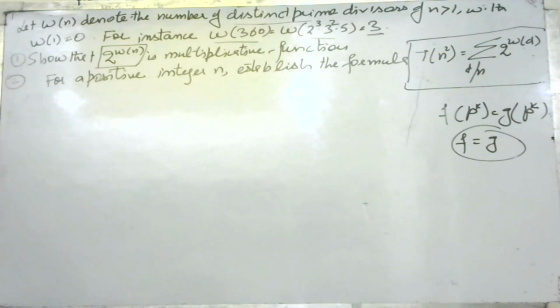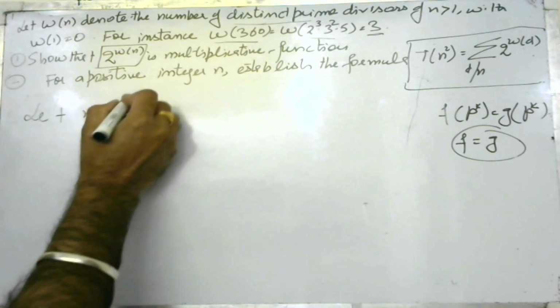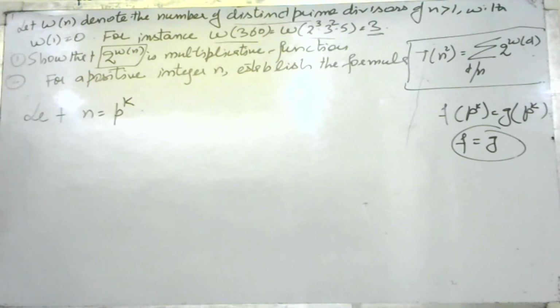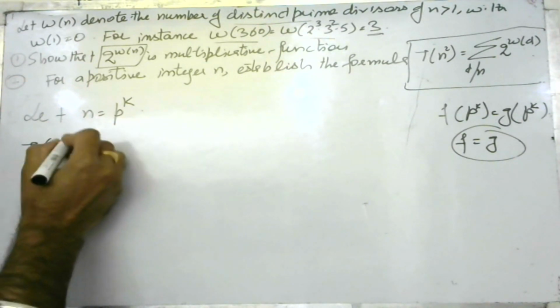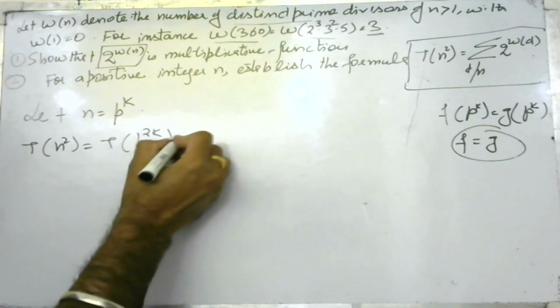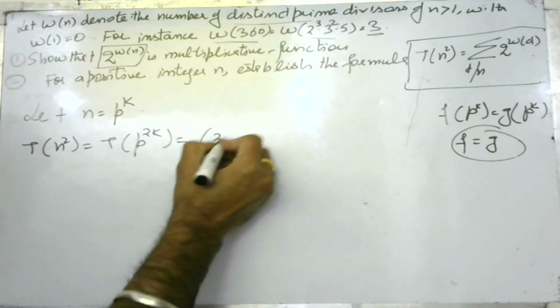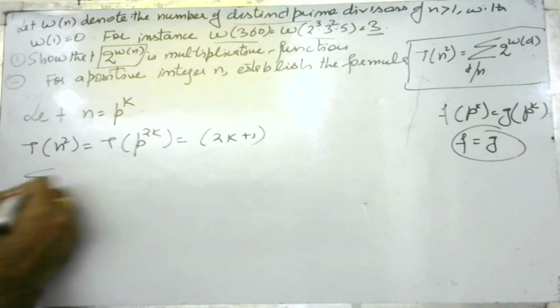So for that, we start with n equal to p power k. Here p is a prime and k is a positive integer. Then from the left hand side, tau of n squared becomes tau of p power 2k, and by definition it is 2k plus 1. Now let us move to the right hand side.